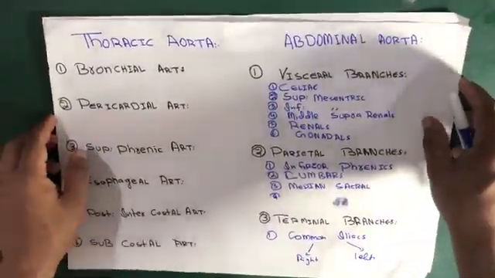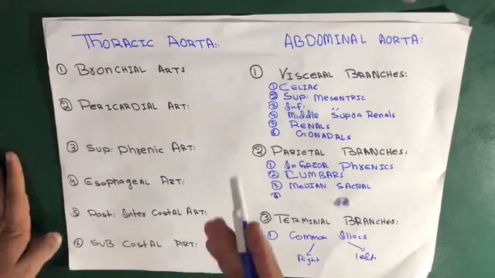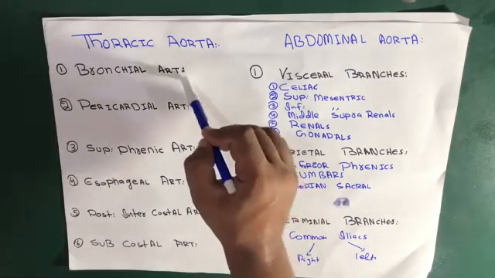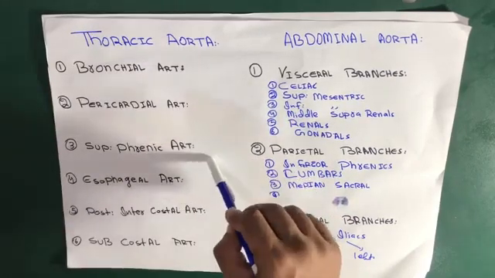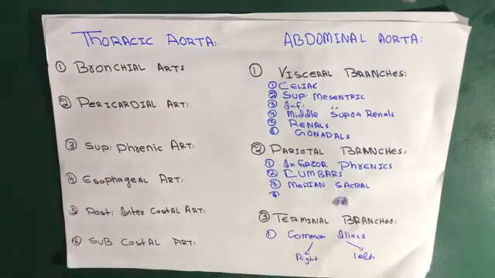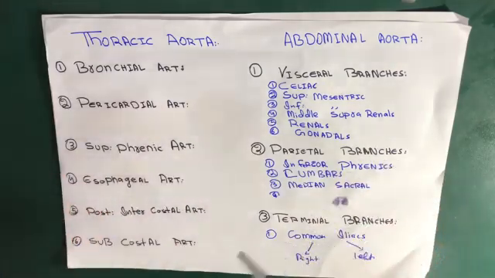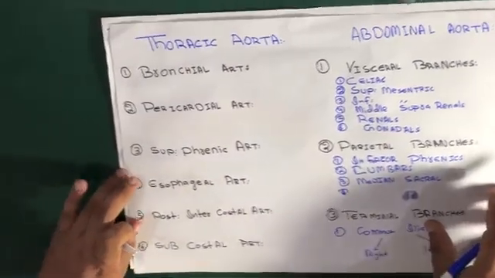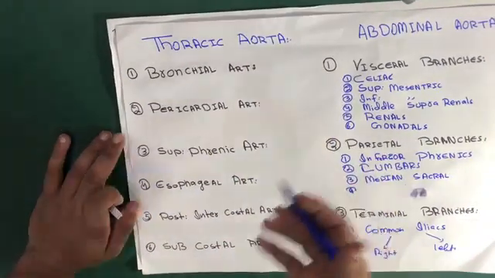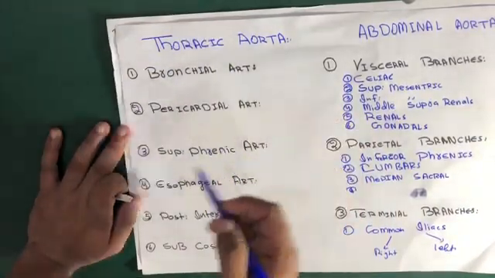So this is another easy way to understand the branches of the thoracic aorta. We have 6 branches of the thoracic aorta: bronchial artery, pericardial artery, superior phrenic artery, esophageal artery, posterior intercostal artery, and subcostal artery. So we can remember the names of them. Let's talk about which organ or structure these branches of the thoracic aorta supply.